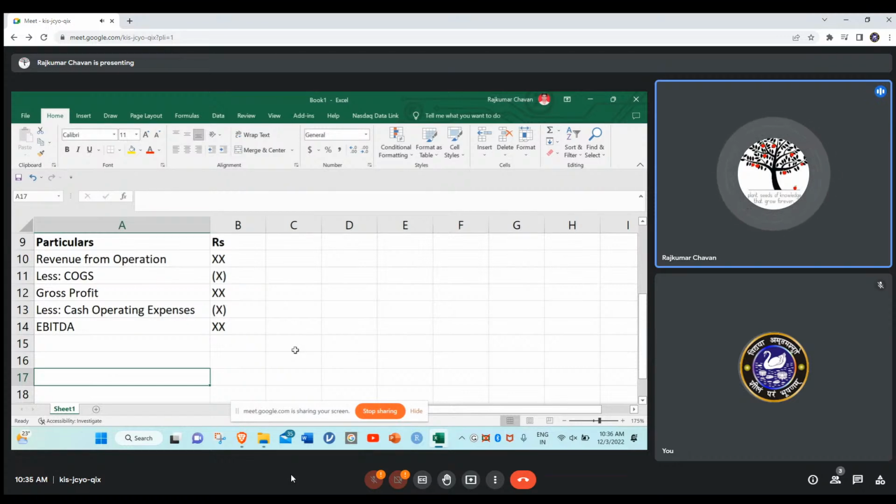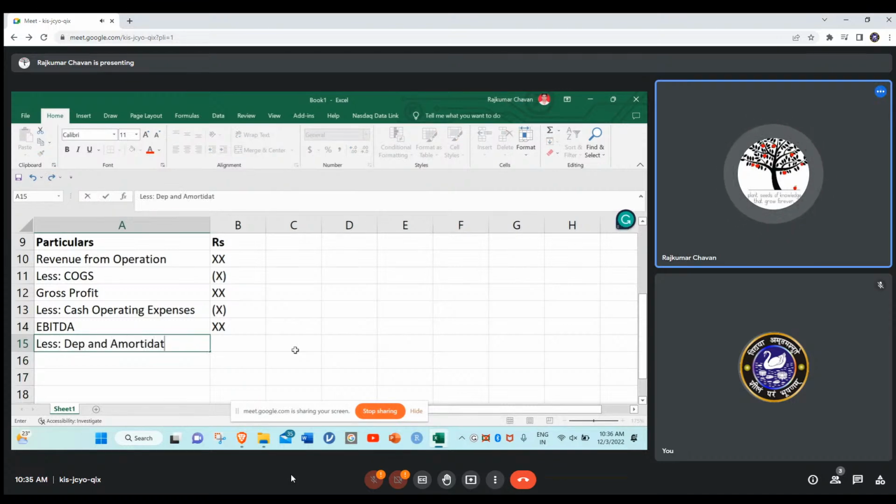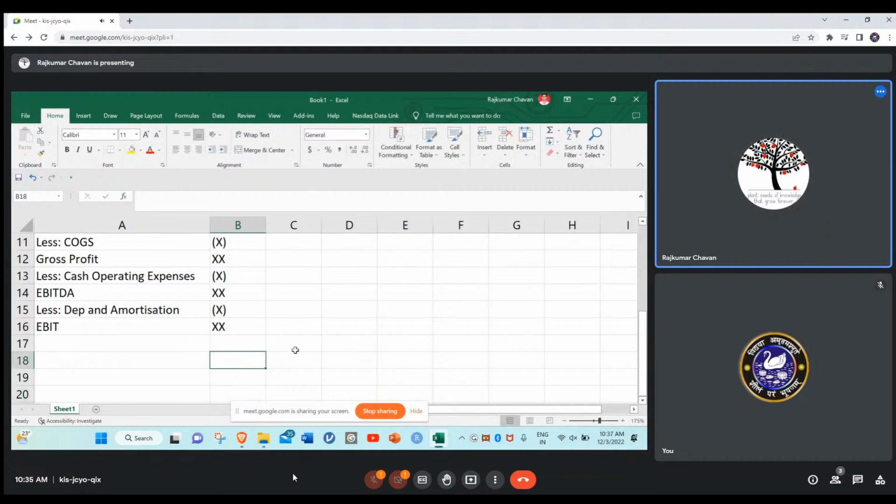So now we got the EBITDA value. Let us first deduct depreciation and amortization. After EBITDA, less depreciation and amortization. Why is it called amortization? Because it is on intangible assets. So we'll deduct this. From the EBITDA value, we deducted depreciation. Tell me what is left? EBIT, that is earnings before interest and tax.